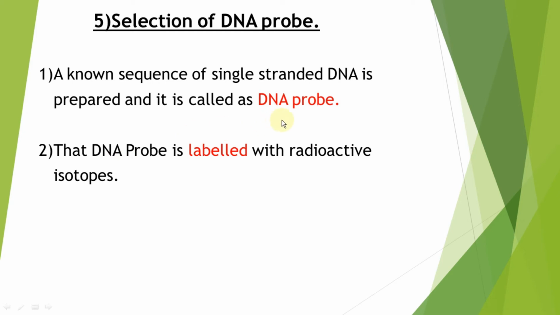In order to avoid confusion, this DNA probe which is taken from the sample is labeled with a radioactive isotope so that it can shine a little and we can easily differentiate the probe DNA from the host DNA. So in selection of the DNA probe, the single stranded DNA is prepared and it is called a DNA probe. On the nitrocellulose paper, those DNA strands are called DNA probes, and in order to identify or separate them, they are labeled with a radioactive isotope.